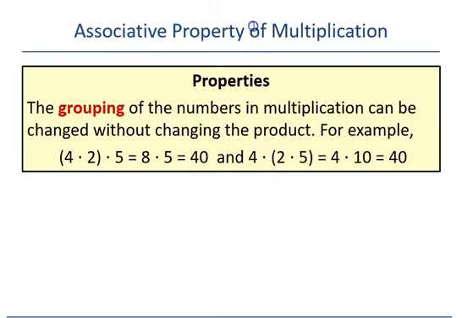And grouping, the associative property of multiplication. The grouping of numbers in multiplication can be changed without changing the product. For example, 4 times 2 grouped together times 5 is going to be 8 times 5 equals 40. And 4 times the grouping of 2 times 5 is going to be 4 times 10, and that equals 40. Notice it's just like grouping from before. It's the same thing, associative and commutative. It works the same way in multiplication.